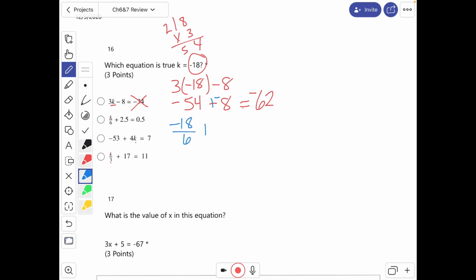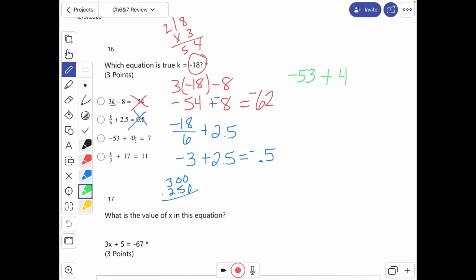The next one is negative 18 over 6 plus 2.5. Well, negative 18 divided by 6 would make negative 3 plus positive 2.5. Since they are different signs, we're going to subtract. And I kind of think of it like money. $3 minus $2.50 would be 0.50 or 0.5. And the bigger number is negative, so my answer is going to be negative, and they didn't put a negative sign, so that's not correct.